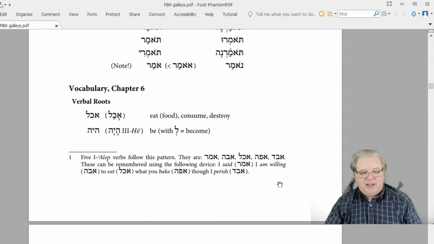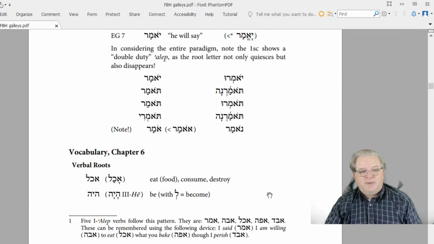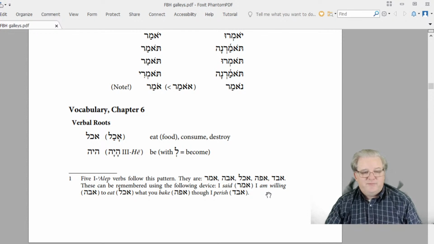Amar, Abba, Akal, Afa, and Abad. And 3 of these are really common, and you need to know which they are. To say, to eat, and to perish. Those 3 in particular. So please take the time to learn Amar, and understanding not that it's Amar, but that it's a first aleph that quiesces and shows an O vowel in the wrong place. Okay? Let's do the verbal roots, the vocab, starting with the verbal roots.